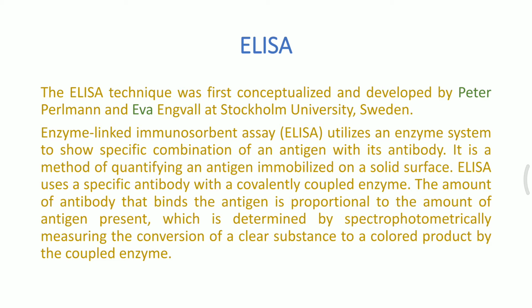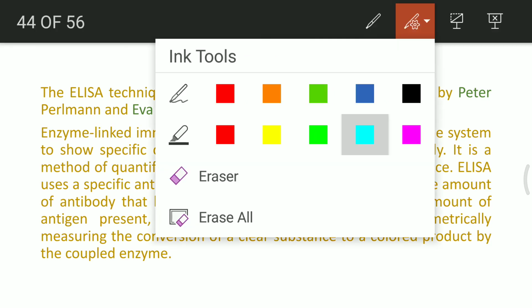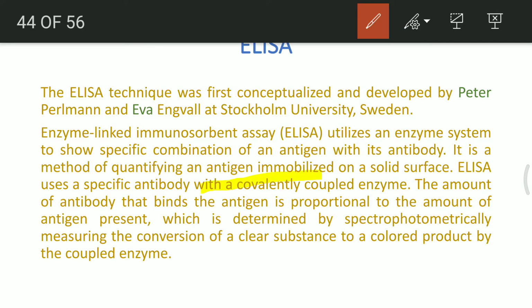They are around 96 to 120 microtiter wells in which we place all the antibodies, and then antibodies laden with the enzyme, and it varies for different kinds of reactions, different kinds of proportionality. ELISA uses a specific antibody with a covalently coupled enzyme. This is very important, which I tried to show.